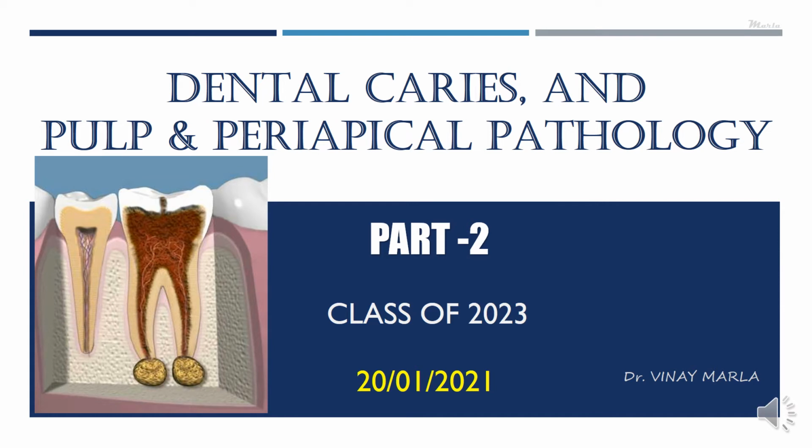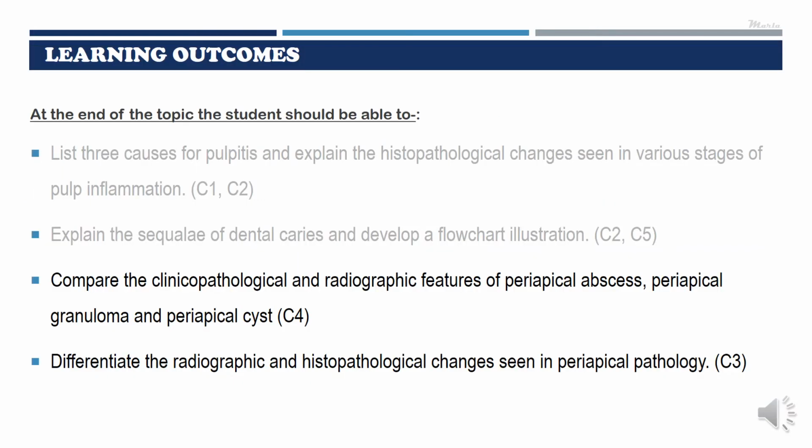Welcome to today's lecture. The topic for today is pulp and periapical pathology. In part 2 of this topic, we are going to discuss the periapical pathology. In the previous week's lecture, we had discussed the causes of pulpitis and the histopathological changes seen in various stages of pulp inflammation. We had also discussed the sequelae of dental caries and their flowchart associated with it.